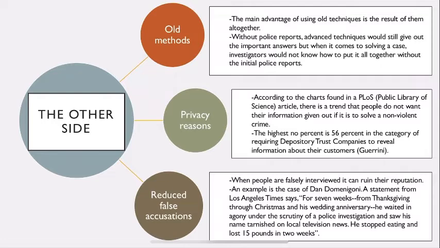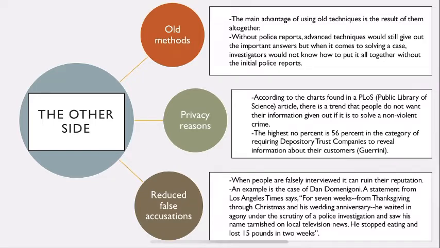Privacy reasons. According to the charts found in a PLOS Public Library of Science article, there is a trend that people do not want their information given out if it is to solve a nonviolent crime. The highest no percent is 56% in the category of requiring depository trust companies to reveal information about their customers.